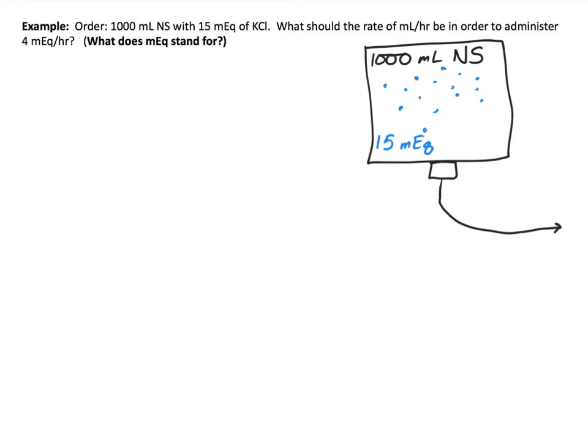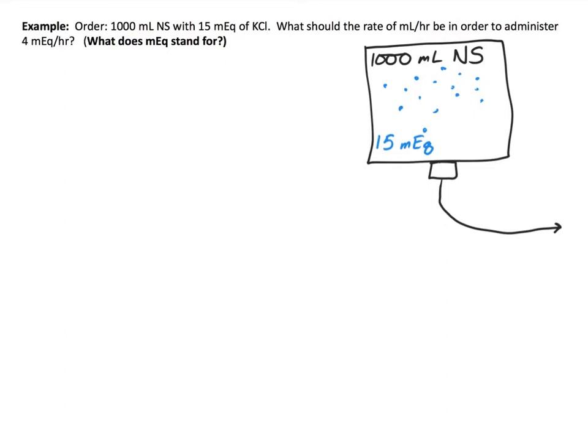In this example, our order states we have 1,000 ml of normal saline, and in this normal saline we have 15 milliequivalents of KCl, which is potassium chloride. We need to determine at what rate in milliliters per hour this bag should be running so that the patient is receiving 4 milliequivalents per hour.